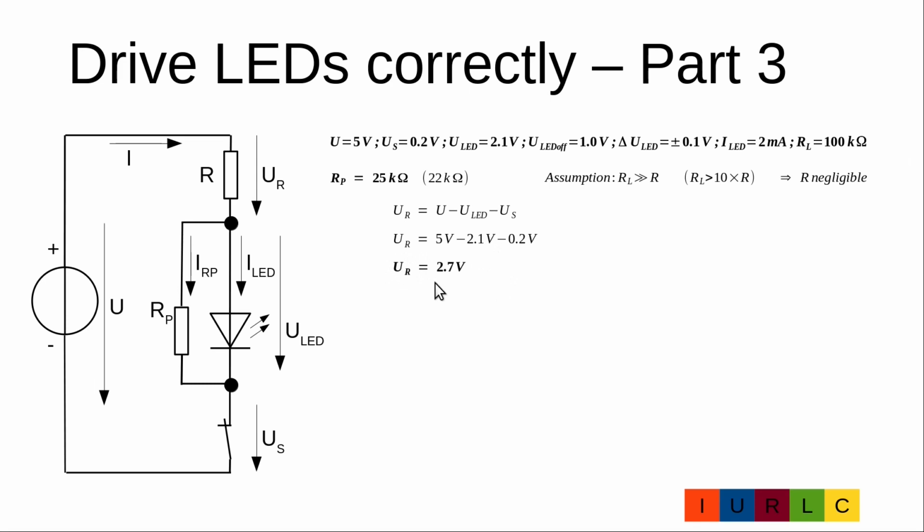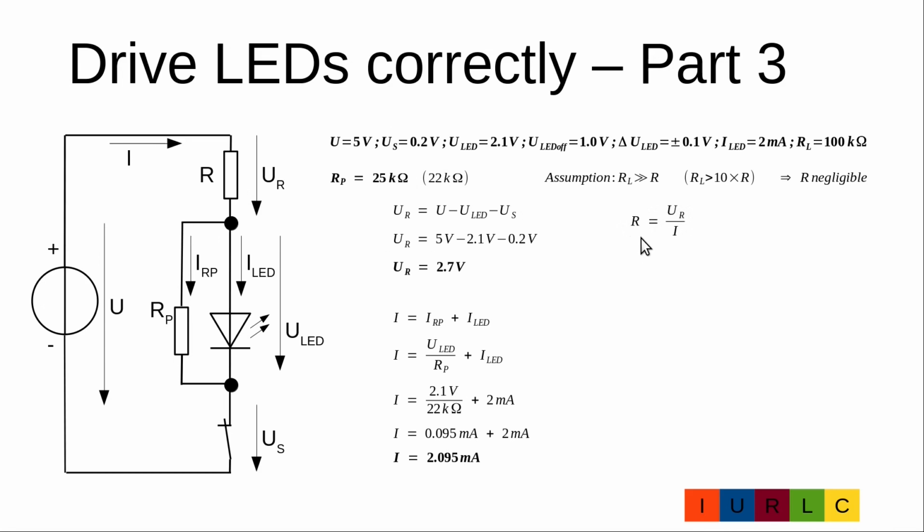UR is 2.7 volt. The current I through the resistor is the current IRP through the parallel resistor plus the current ILED through the LED. The current IRP is the forward voltage ULED divided by the resistance RP. With concrete numbers, I is 2.1 volt divided by 22 kilo ohm plus 2 milliamp is 0.095 milliamp plus 2 milliamp. I is 2.095 milliamp.